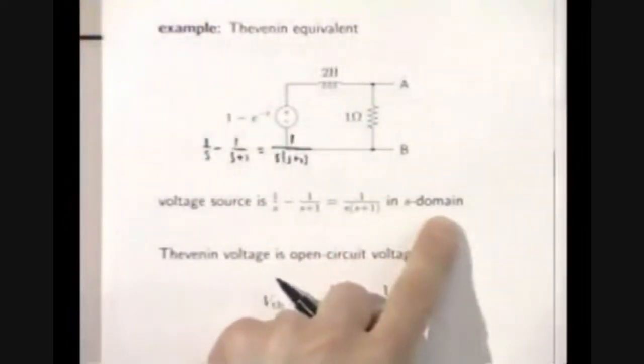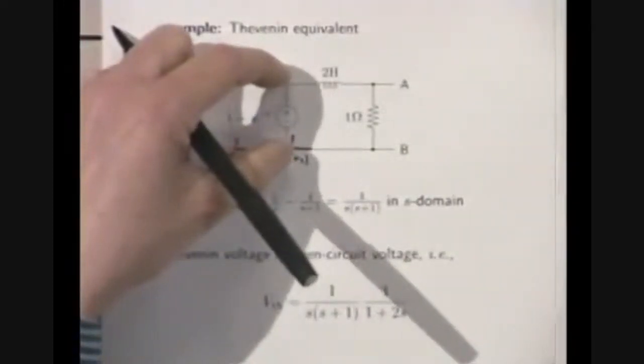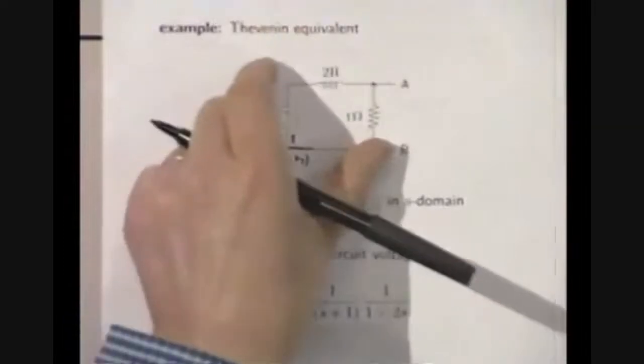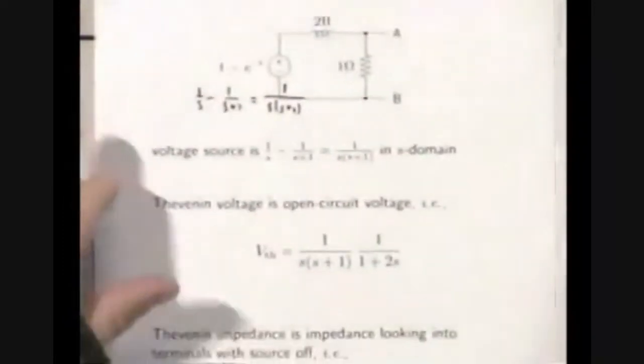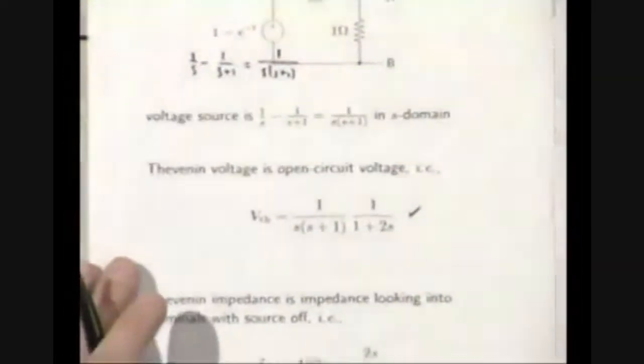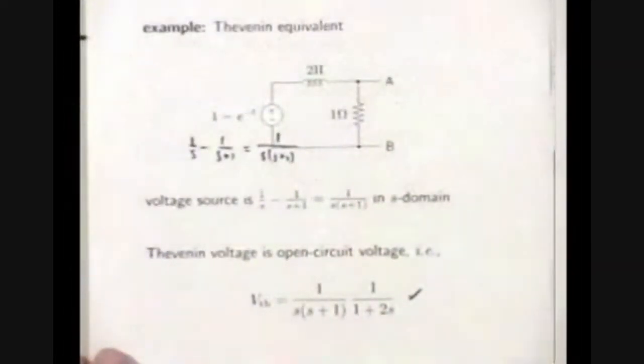So this is okay. That's the voltage source. Then what I do is a voltage divider. It's that times 1 divided by 1 plus 2s. And I guess that's this. So this is okay. Oh, I was wondering, is the impedance of the inductor 1 over 2s or is it just 2s?